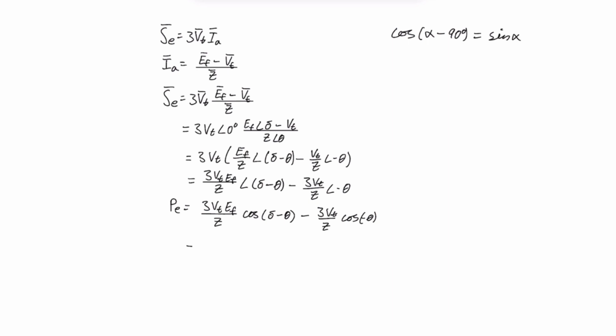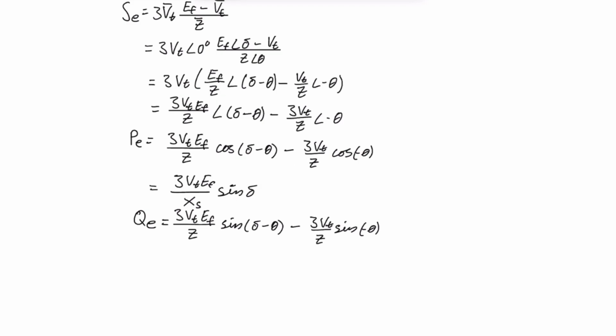So the power would be equal to 3 V_T E_F divided by X_S, and then multiplied by, now we get, sine delta. And then this last expression here would just be 0, because we get sine of 0, which is 0. If we do the same simplification as for the active power, we get 3 times the terminal voltage multiplied by the internal voltage over X_S.